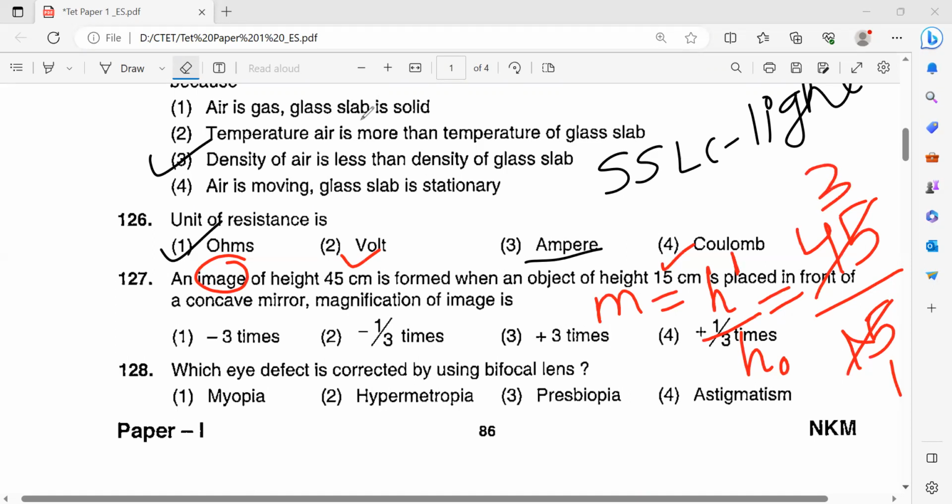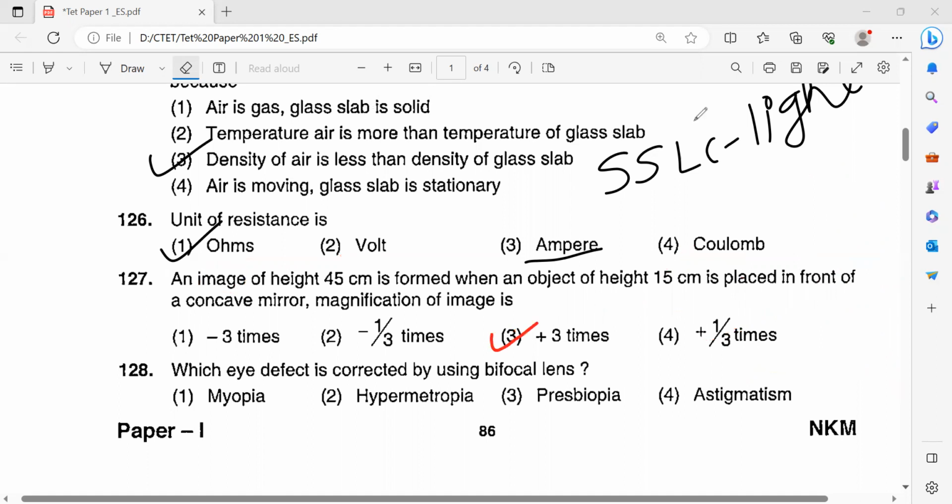So the right answer is plus 3 times. It is not minus 3 times. Height of the image is 3 times the height of the object. So plus 3 times, as the image is larger than the object. So option 3 is the right answer here.